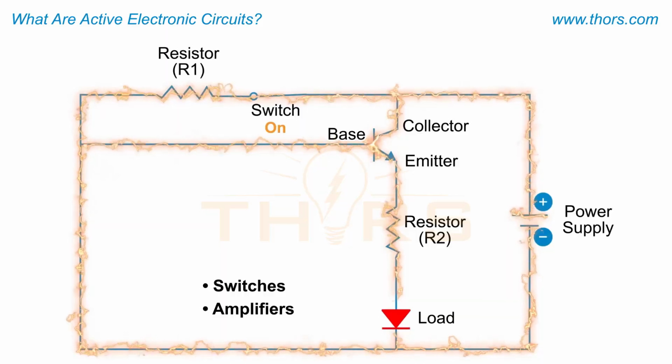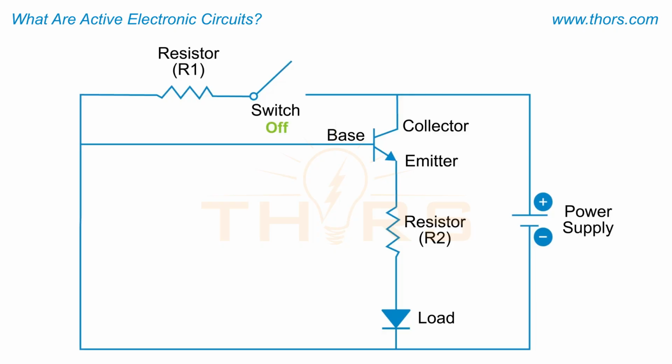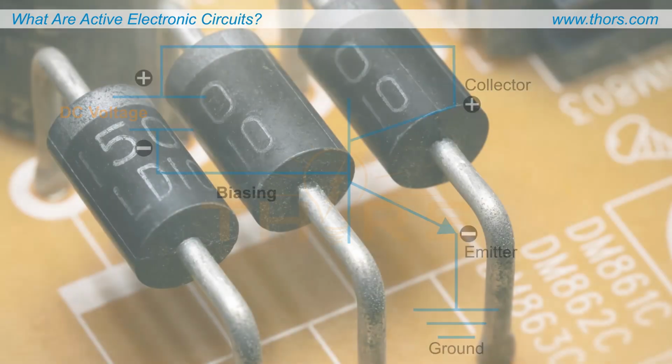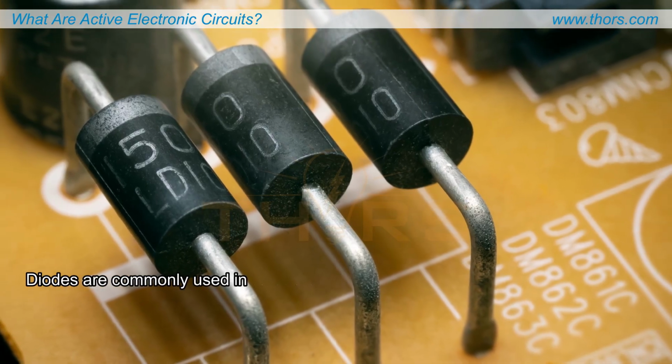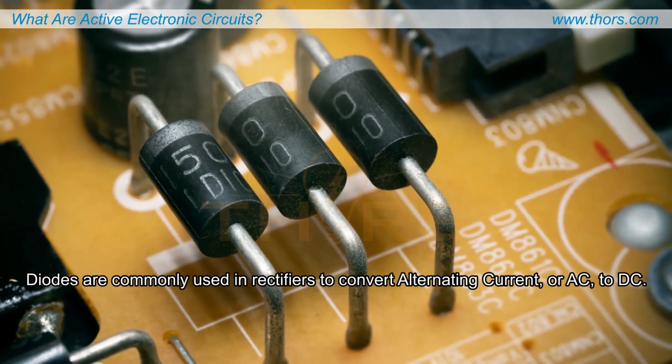When biased correctly, a transistor can either allow or block the flow of electrical current in an electronic circuit. Biasing is the process of connecting a direct current, or DC voltage, to the appropriate terminals of an active electronic component for its operation. Diodes are commonly used in rectifiers to convert alternating current, or AC, to DC.